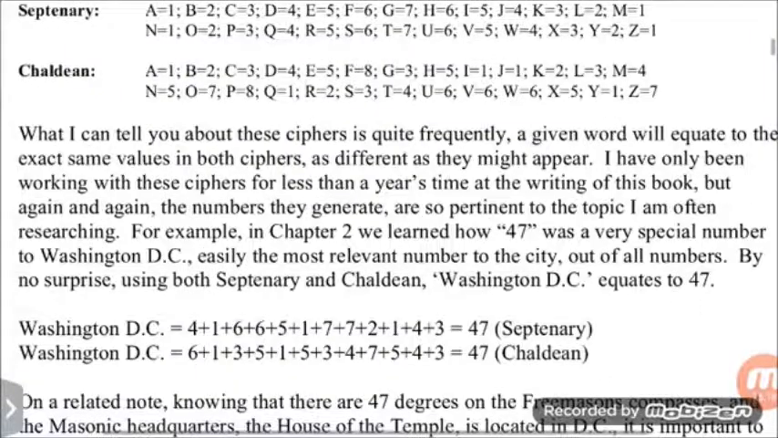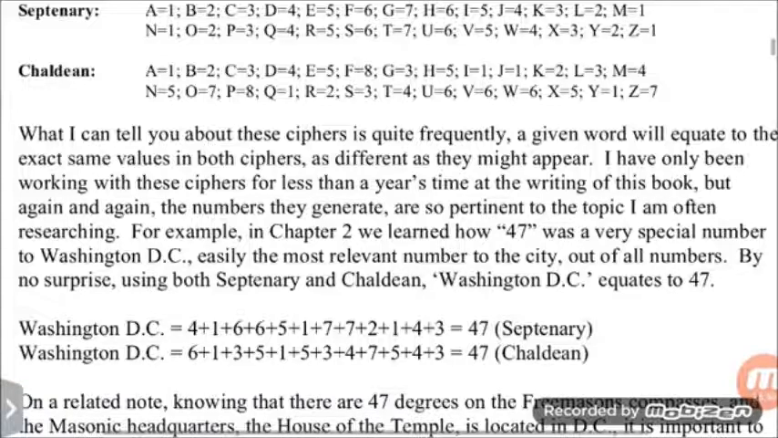What I can tell you about these ciphers is quite frequently a given word will equate to the exact same values in both ciphers, as different as they might appear. I have only been working with these ciphers for less than a year's time at the writing of this book, but again and again the numbers they generate are so pertinent to the topic I am often researching. For example, in Chapter 2 we learned how 47 was a very special number to Washington, D.C., easily the most relevant number to the city.